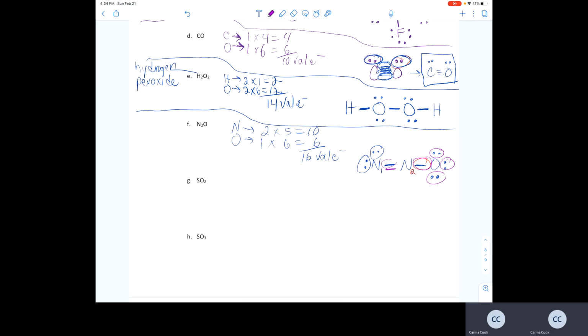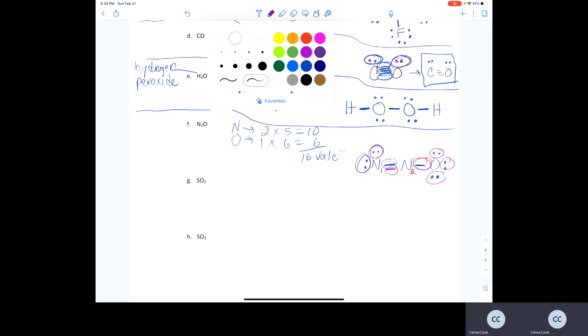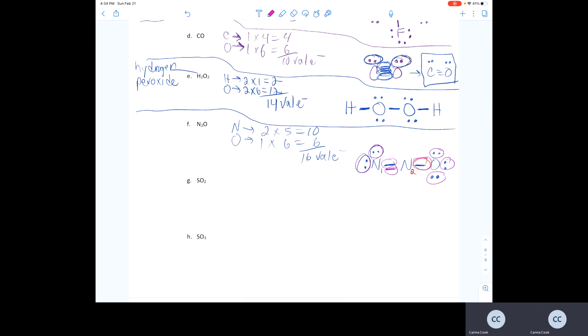Nitrogen 1 is still happy. 2, 4, 6, 8. But nitrogen 2 is still unhappy because it only has 2, 4, 6 around it. So what we're going to do then is move another pair of electrons, this time away from the oxygen, and we're going to put that pair of electrons as a single bond between the central nitrogen and the oxygen. Now the nitrogen 2, the central nitrogen, is happy, and so are the outer nitrogen and the oxygen.